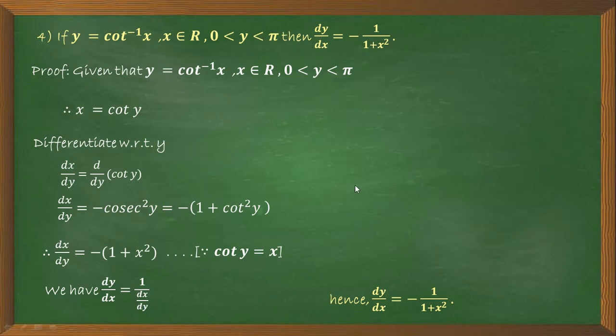So this is the proof of this result. From now onwards you should always remember, as a standard inverse trigonometric function, the derivative of cot inverse x is minus 1 upon 1 plus x square. So see this proof carefully. Proof number 4 is completed, just as we completed 3 proofs in our last lecture.